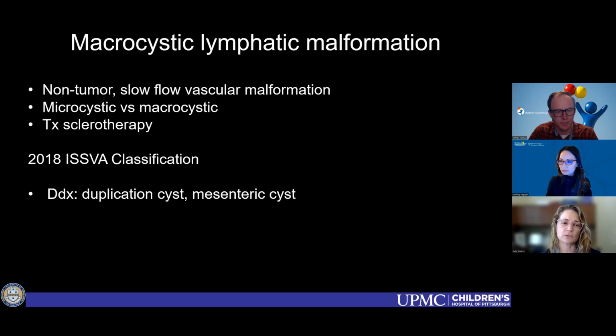There is a differential of duplication cyst. The walls of this didn't have a great gut signature, like the three-layer appearance of a bowel wall. So it could be a mesenteric cyst, just a multilocular cyst, but we are awaiting path on this.